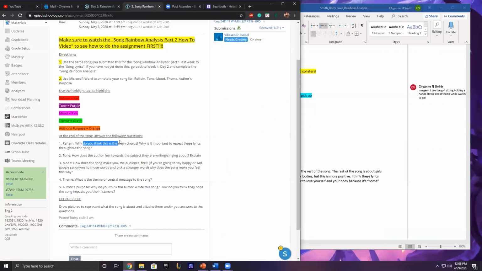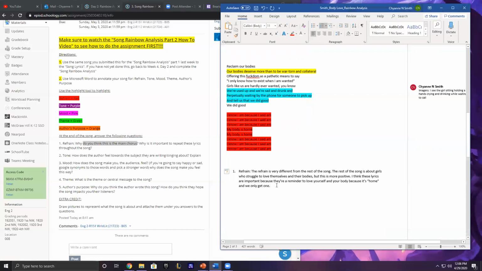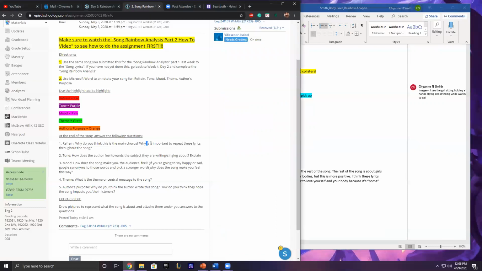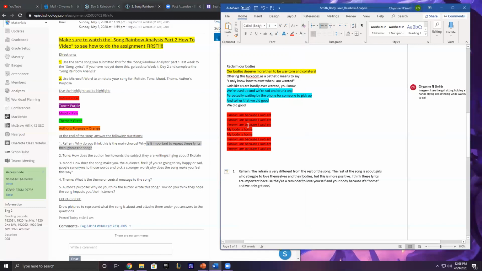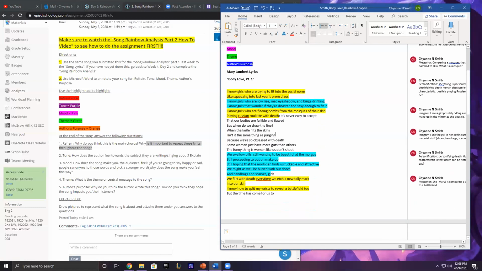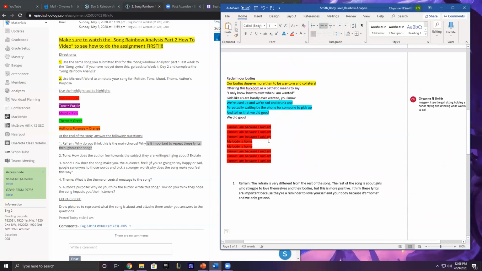So that's answering why I think it's the main chorus, right? Because it's this important reminder, that's why it's important. But why I need to continue explaining, like, why is it important to repeat this? Not necessarily throughout the song, because like I said, mine doesn't do it throughout the song, but why repeat this 6 times at the end of the song?